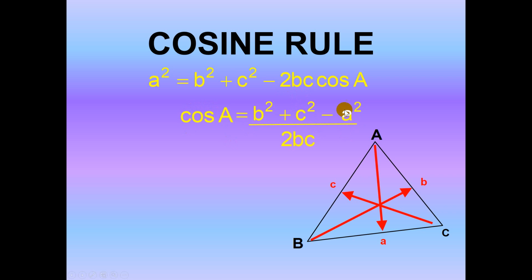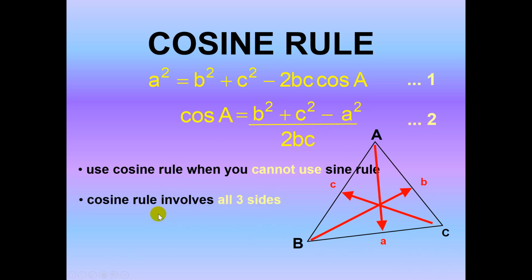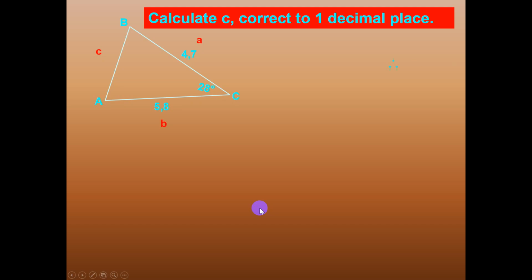If you look at the angle formula, you'll notice you need the entire three sides. So you need side, side, side to be able to use this formula. So when the sine rule fails, we have a cosine rule that can be tried out. And the cosine rule involves all three sides.